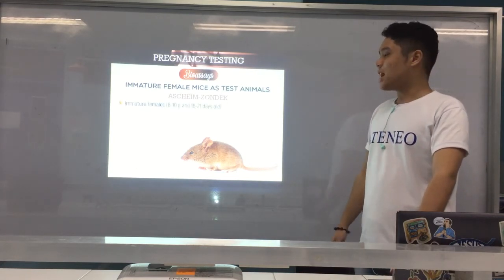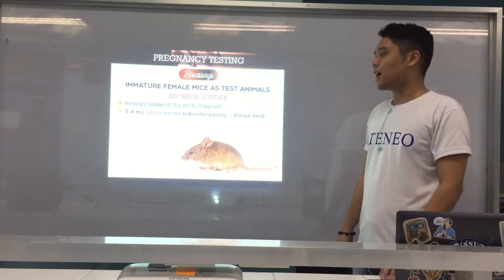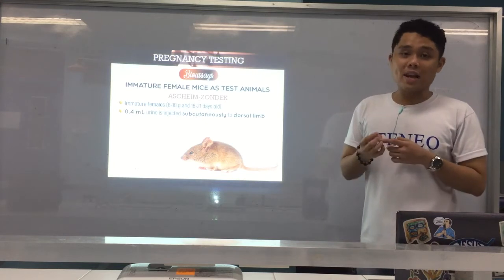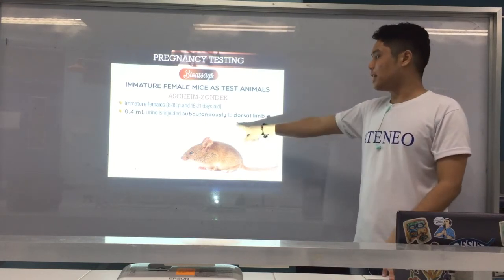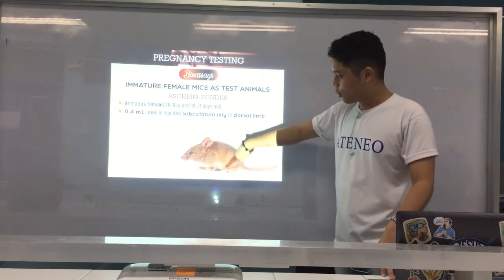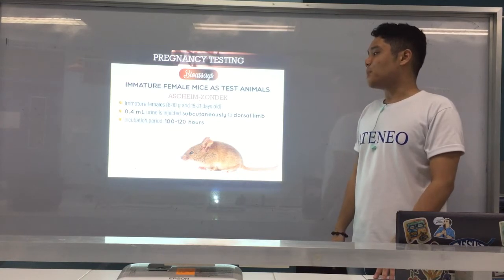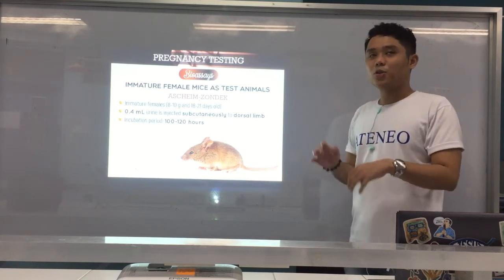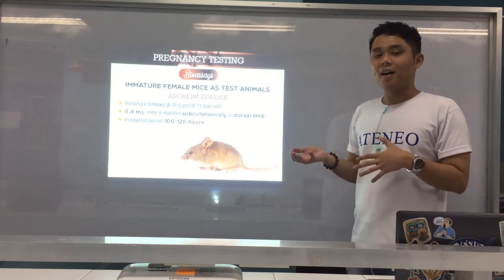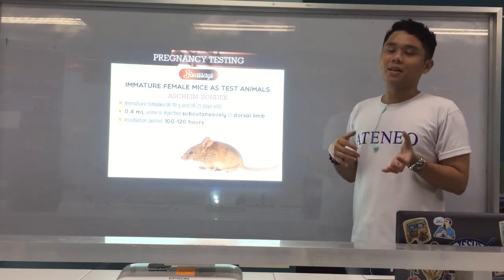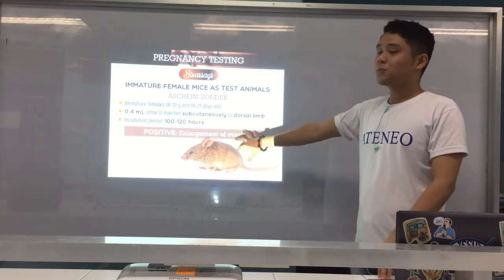For Aschheim-Zondek, we use immature females about 18 to 21 days old, 8 to 10 grams, 0.4 ml of urine. So 0.4 ml of urine of a pregnant woman is injected subcutaneously, not intravenously. And then the incubation period is about 100 to 120 hours. So you incubate first so the effect of HCG present in the urine of your patient can take place. The positive reaction is enlargement of the ovaries.